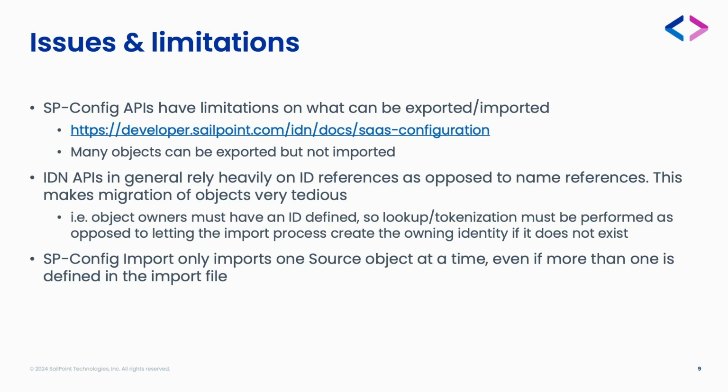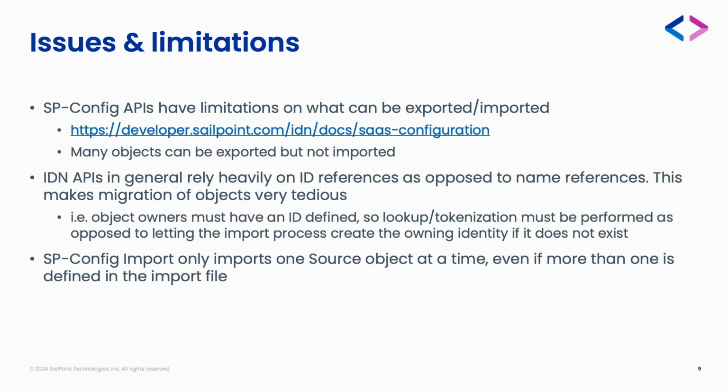The IDN APIs in general rely heavily on ID references as opposed to name references, right? So this makes migration of objects very tedious sometimes. For example, object owners of sources, or workflows also have owners. Various objects have owners. They have an ID defined, so lookup and tokenization must be performed, as opposed to letting the import process just create the owning identity if it doesn't exist, for example.